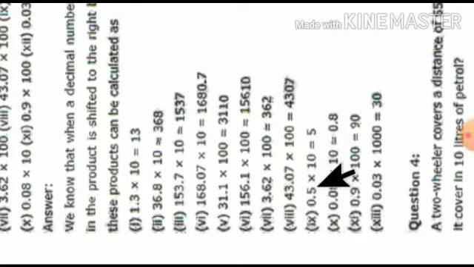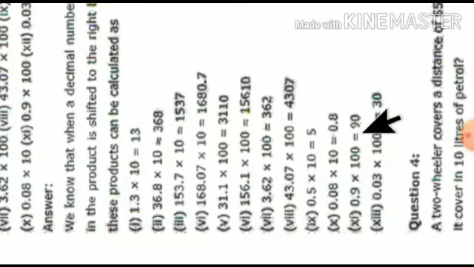Now 0.5 into 10 equal to, see point will shift one digit further because 1 0 is there here. So point will shift one digit further equal to 5. So 0.08 into 10 equal to, again point will shift one digit further. It will come 0.8. 0.9 into 100 equal to, point will shift two digits further because there are two zeros. But there are no two digits after point. There is only one digit. So 1 0 we will put.